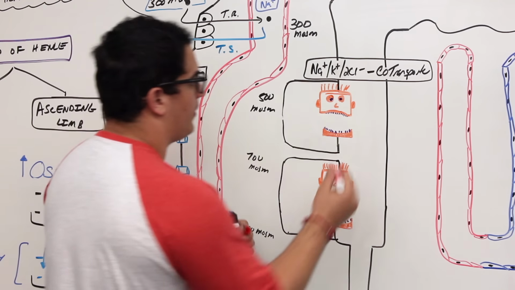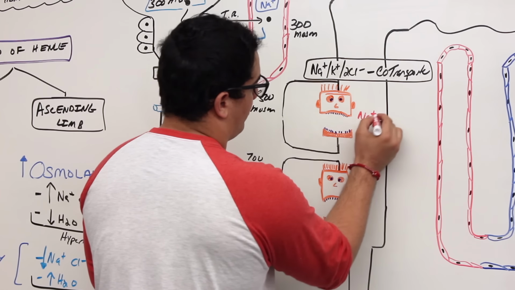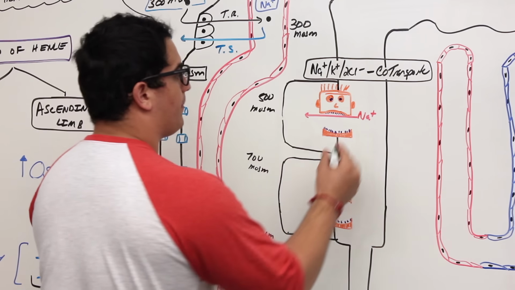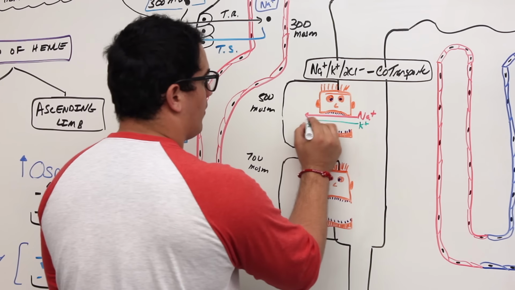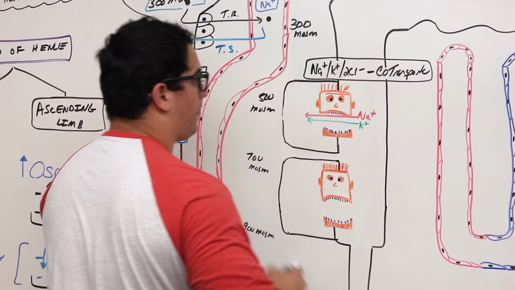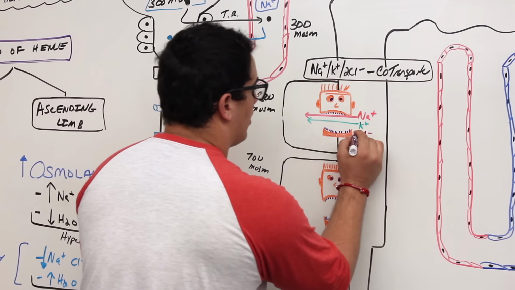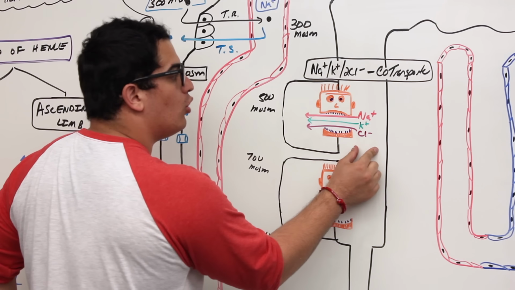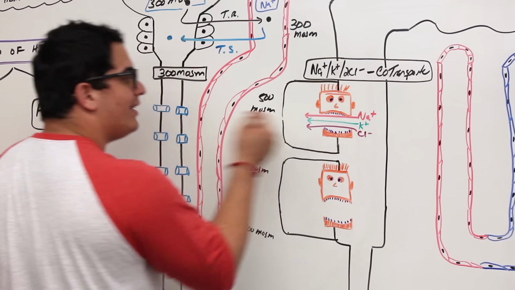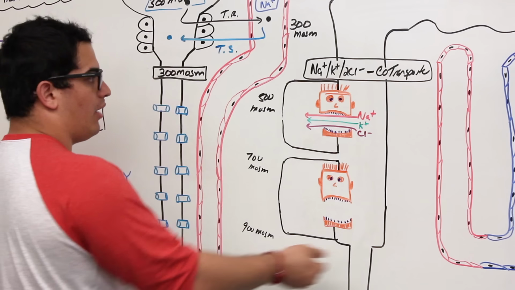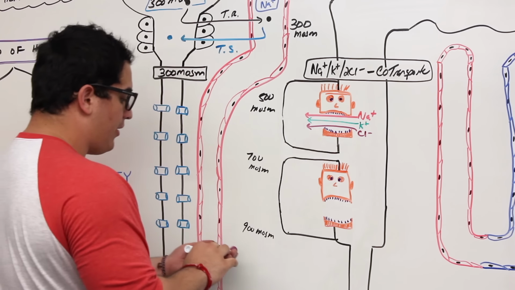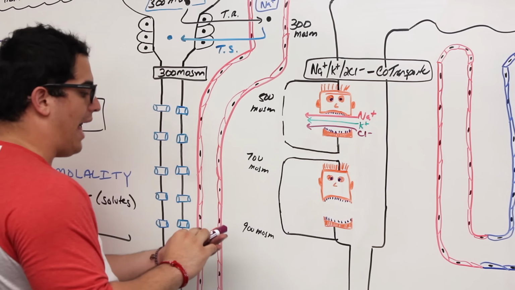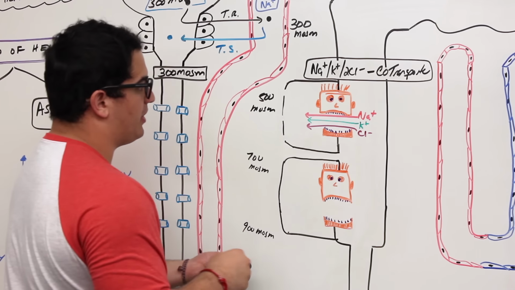Look what they transport. They take sodium, they take potassium, and they take chloride ions. And they transport it all from the lumen of the filtrate into this tubule cell of the ascending limb. And then there are special types of channels here on the basolateral membrane, and each one is specific to these guys.